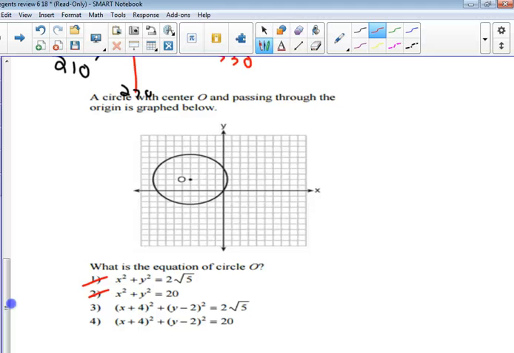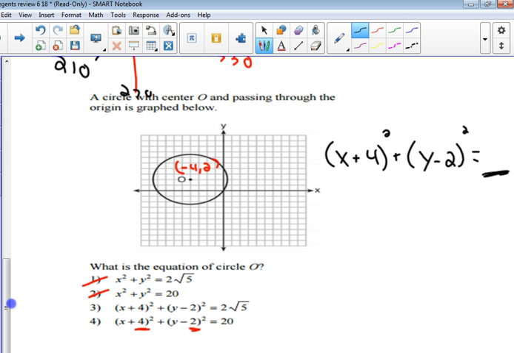So let's find the center first. 1, 2, 3, 4. So it's -4, 2. What do you have to do when you go from the center to the equation? Change the signs, flip them, good. So when we look at our equations, we want a +4 and a -2. Both of those, so that doesn't help me too much. So far in your circle, we know we have the x + 4 and then the y - 2 squared.